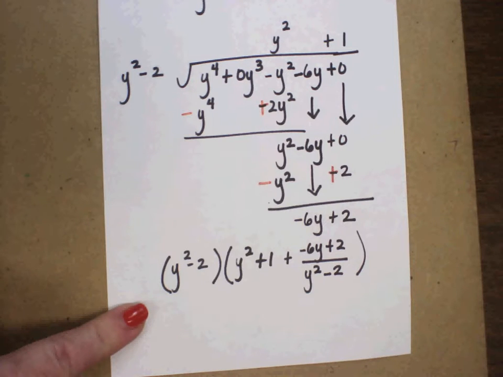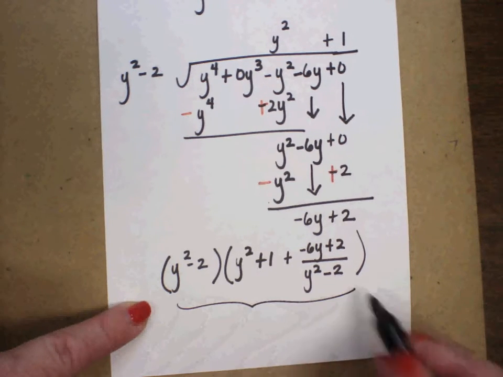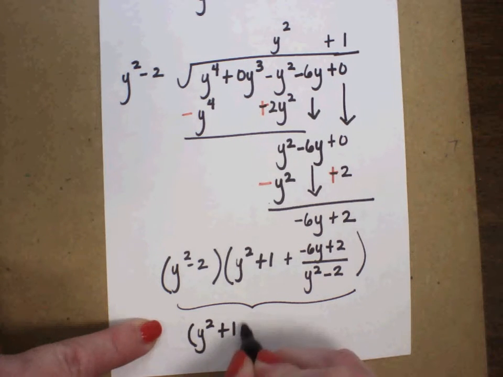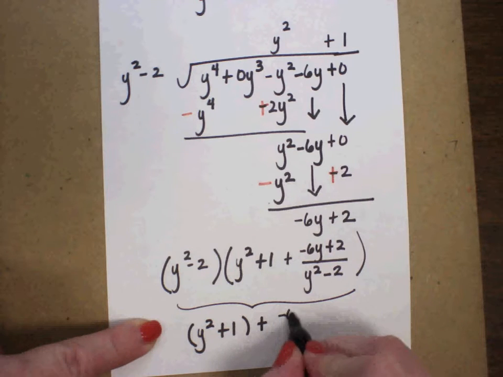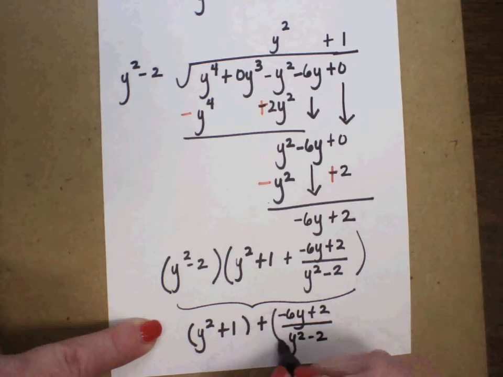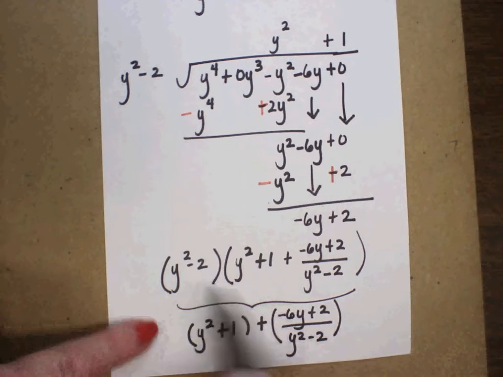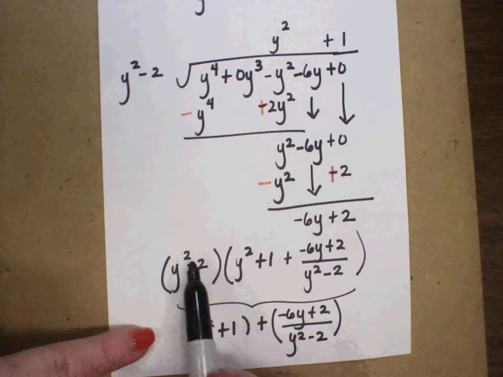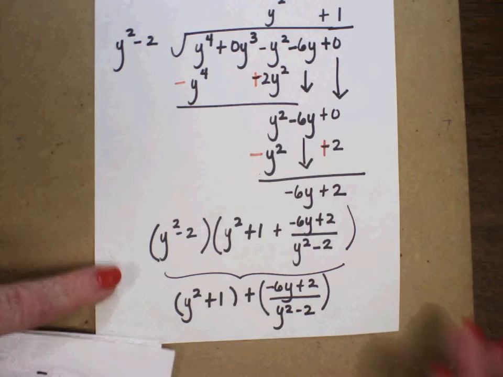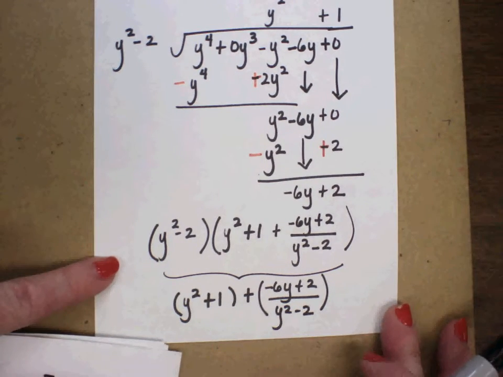Now, you are probably going to see it like this on the test, without the first one. Because they're going to ask you, what's the second factor of that division? So you're probably going to see it like this.